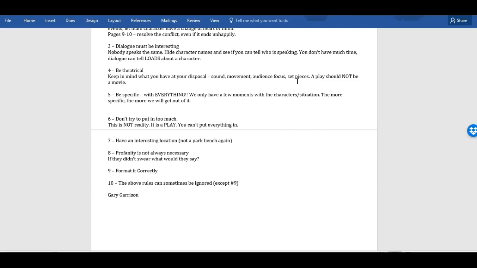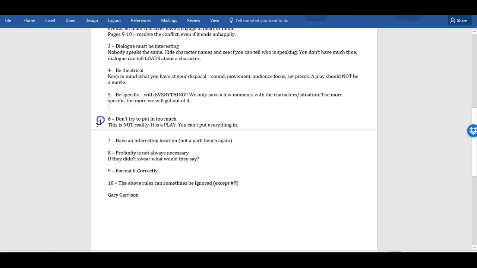So think about how your play is being told in one room, probably it's one room, without a whole bunch of visual stimuli. But you do have many things that you can rely on. Be very specific with everything. We only have a few minutes with these characters in this situation, and the more specific, the more we will get out of it. None of the characters should be stereotypes. None of the actions they take should be stereotypical or predictable. That is the worst thing that you can be, is predictable.